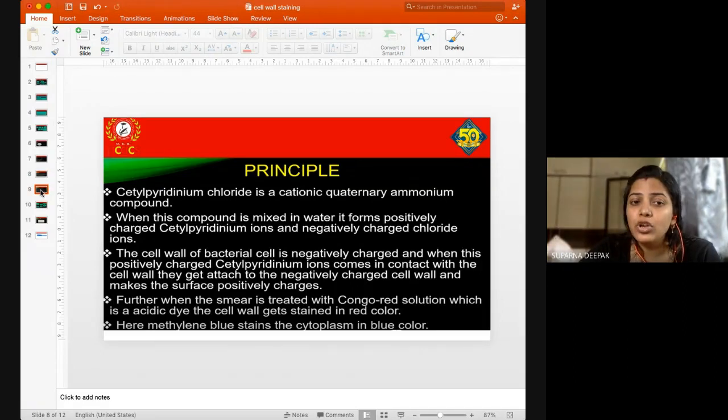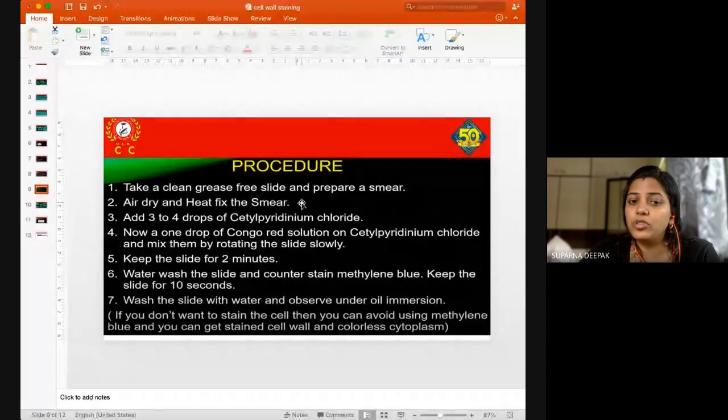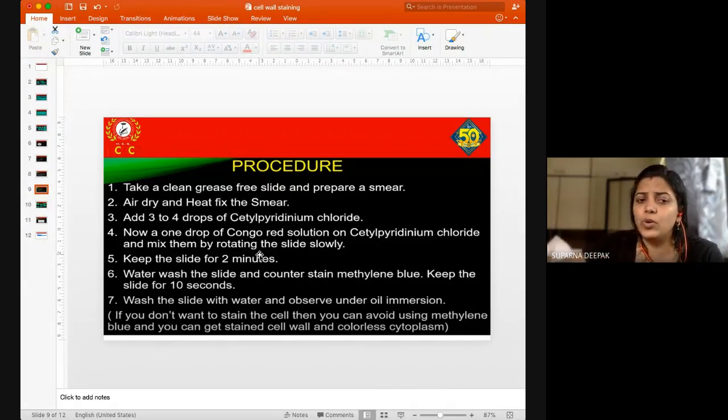Okay. So procedure is again the same. Here you can heat fix this smear, or you may not. Then add 3 to 4 drops of cetylpyridinium chloride. Now add 1 drop of Congo red on the cetylpyridinium chloride and mix them, rotating the slide slowly.